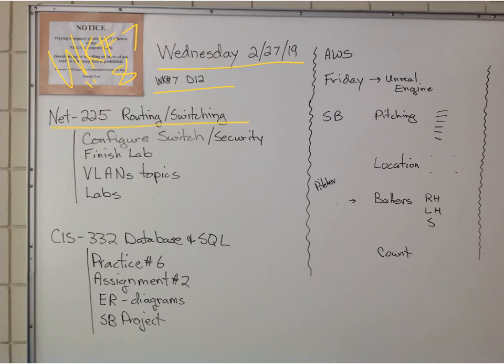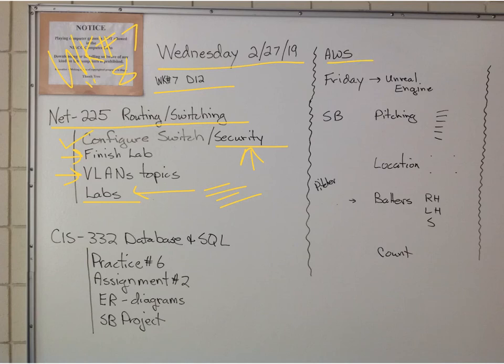Routing and switching. We should be able to configure a switch and the basic security in a switch. Did some lab work, got started on VLANs, and the VLANs we ended up using one lab and then a combination of things that we did together in class.